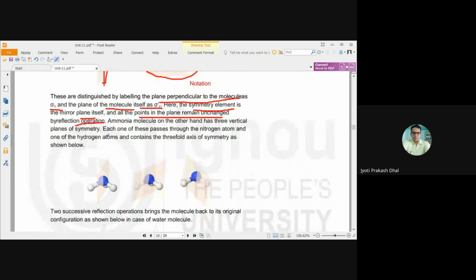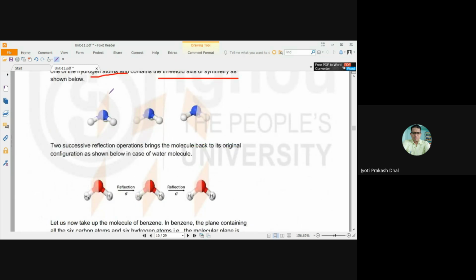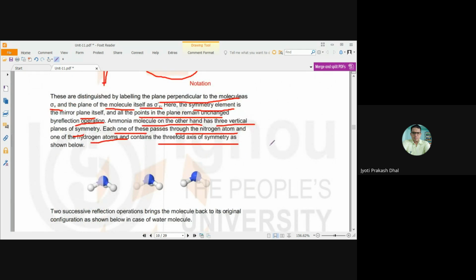Now if you consider the ammonia molecule, it has three vertical planes of symmetry. Each one of these passes through the nitrogen atom and one of the hydrogen atoms and contains the threefold axis of symmetry, as shown in the figure. So this is the first vertical plane of symmetry, this is the second, and this is the third.